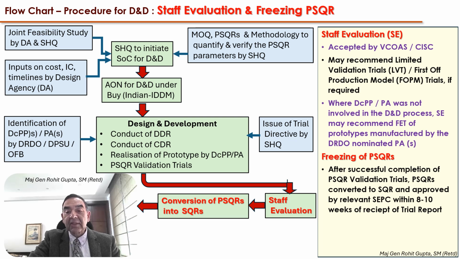After the successful completion of the PSQR validation trials, the PSQRs are converted into SQRs. The PSQRs are provisional, they could be changed, they could be altered. However, thereafter they are converted to the SQR for the purposes of production. That is, the production has to be as per the SQR, and this is approved by the relevant Services Equipment Policy Committee within 8 to 10 weeks of the receipt of the trial report.